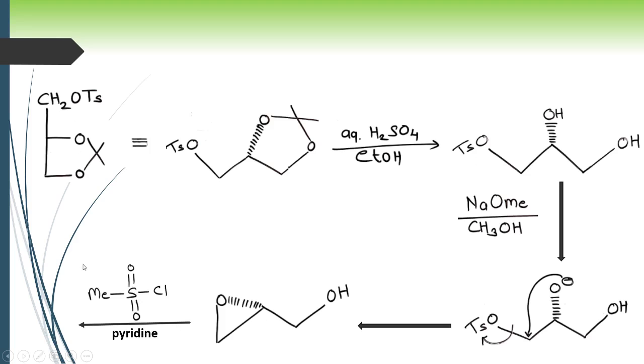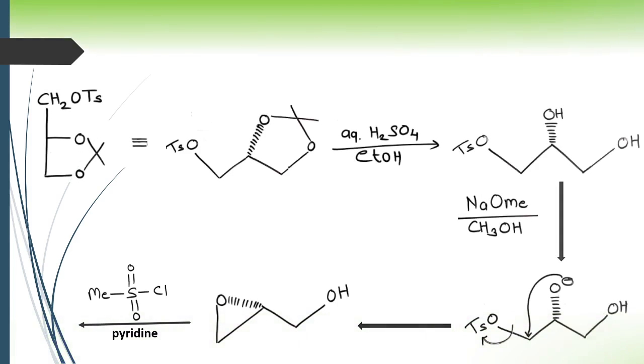In the next step we use MsCl in presence of pyridine. Pyridine is a base, therefore it can easily abstract this proton, and we got the molecule like this. After the abstraction of this proton, here is a formation of negative charge, and it can easily attack over this, and the chlorine is leaving this molecule, and we got here OMs. So this OH group in the previous structure is converted into this OMs when this molecule is reacted with MsCl in presence of pyridine.